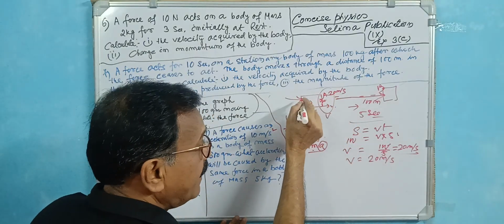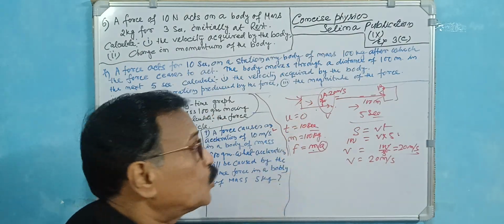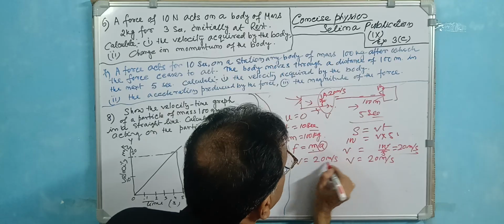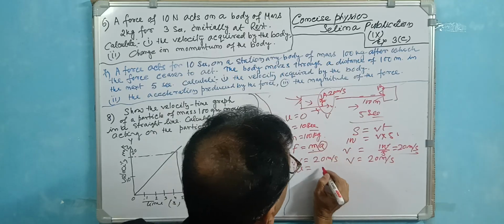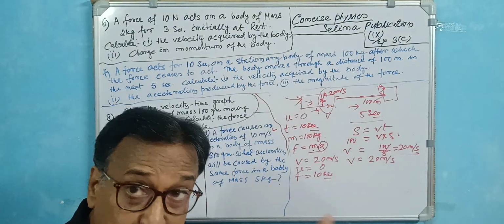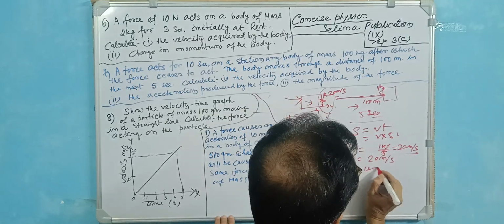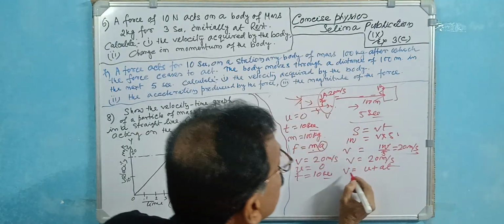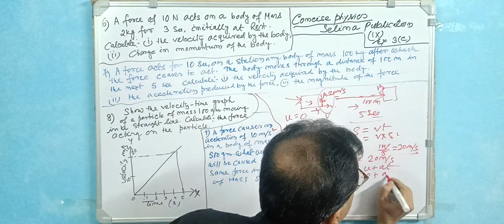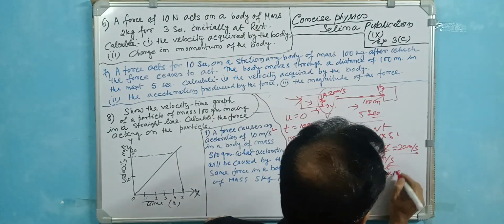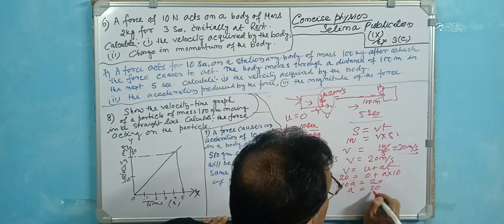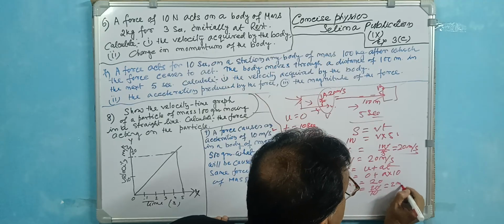This is acquired, and here u is 0. From there the force is actually acting for 10 seconds. That means v is 20 meter per second, u is 0, and t is 10 seconds. What is the acceleration developed? So v is equal to u plus at. Here u is 0, v is 20, find a, and t is 10 seconds. So 10a is equal to 20. So a is 20 by 10, 2 meter per second square.